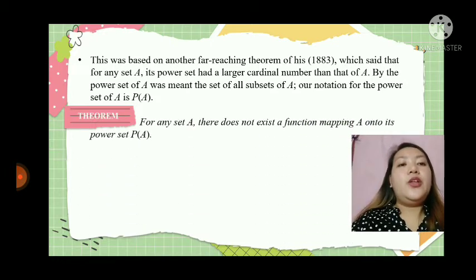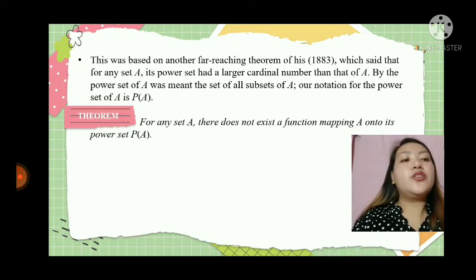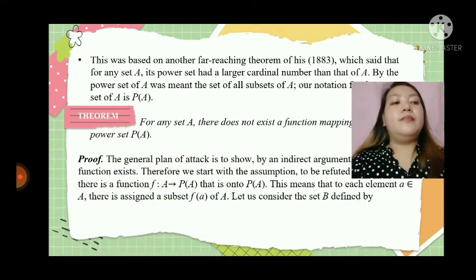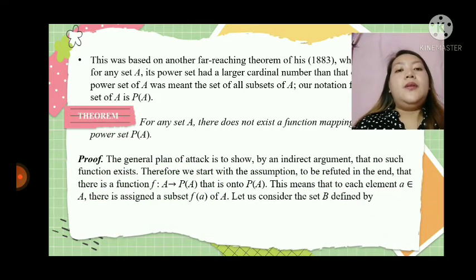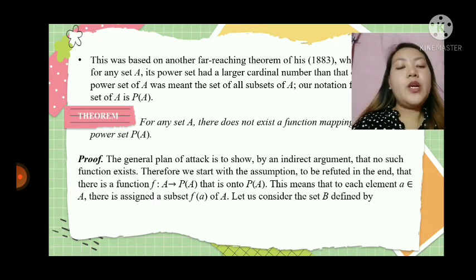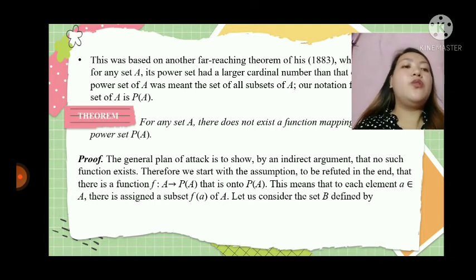Theorem: For any set A, there does not exist a function mapping A onto its power set. Proof. The general plan of attack is to show by an indirect argument that no such function exists. Therefore, we start with the assumption, to be refuted in the end, that there is a function f from A to the power set of A that is onto the power set of A.